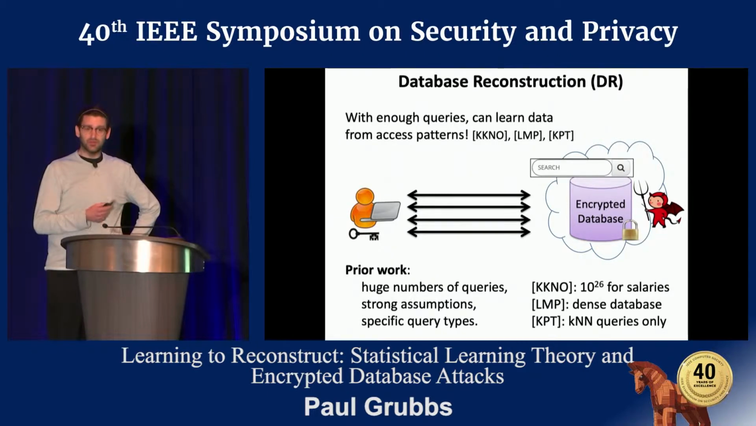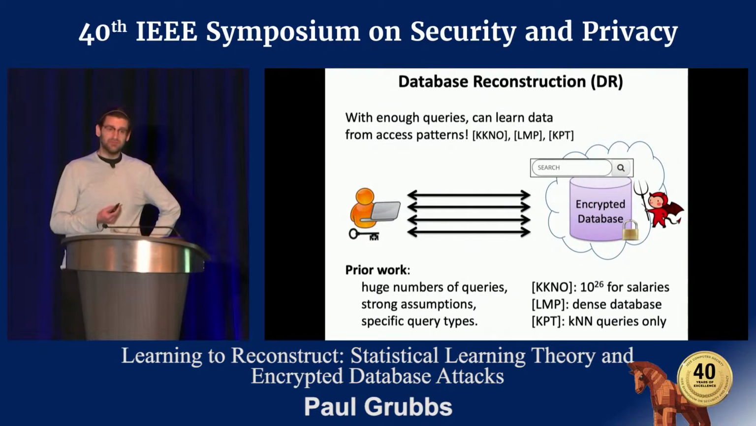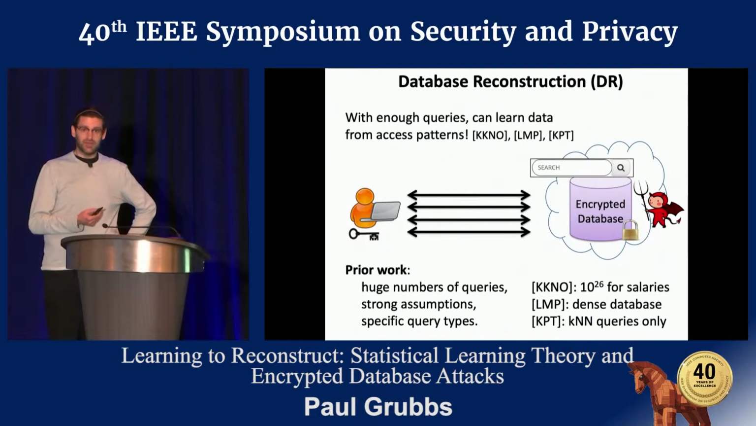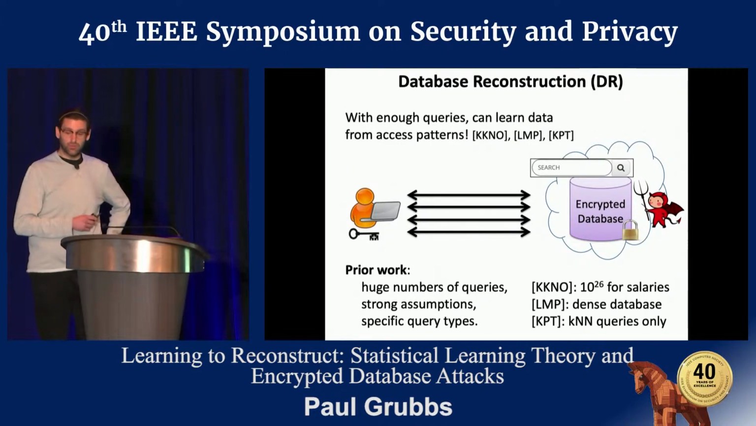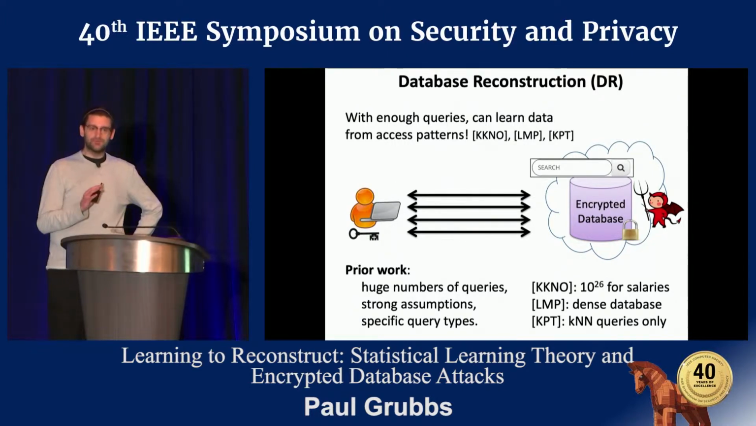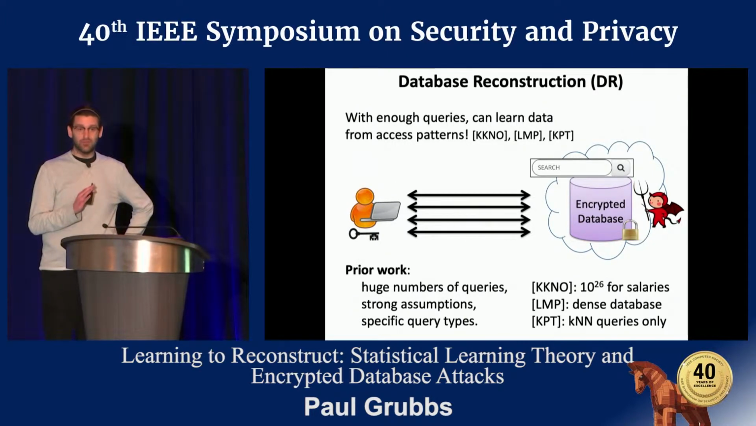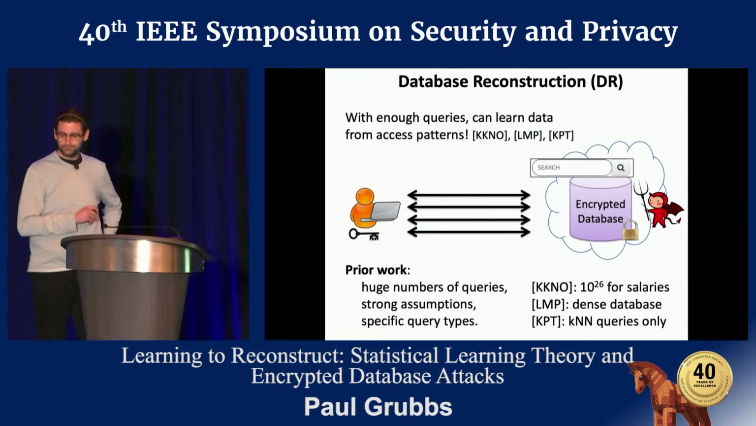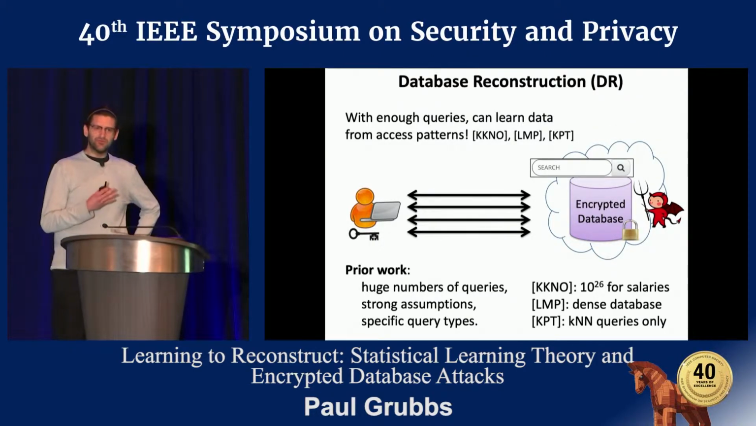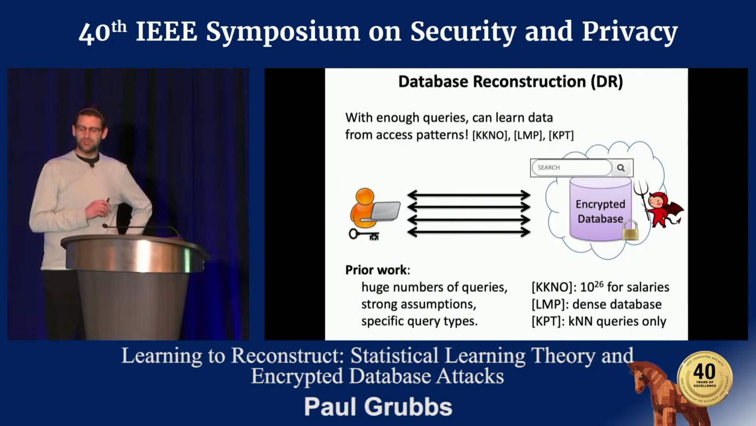For example, Kellaris et al. would require 10 to the 26th range queries to attack salaries. It requires strong assumptions about the data. For example, Lacharité et al. requires the database to be dense, or to have every single possible plaintext value occur at least once, and only holds for specific query types. For example, Kornaropoulos et al. only target k-nearest neighbor queries. And it seems difficult or impossible to remove these restrictions using the techniques of these authors.